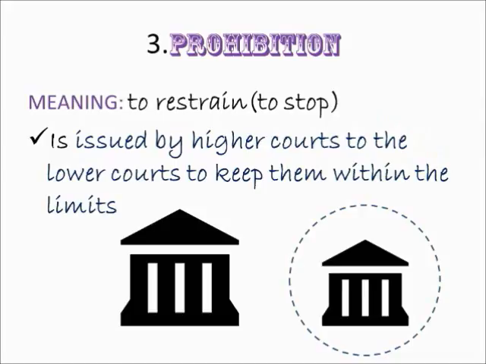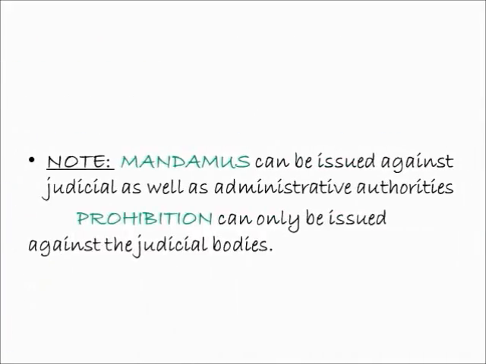Now, let me give you a noteworthy point about this. Mandamus and prohibition may look similar to each other, but the main difference between these two is Mandamus can be issued against judicial as well as administrative authorities, whereas prohibition can only be issued against judicial bodies. Simply saying, Mandamus is an order by a court to a lesser government official to perform an act required by the law which he has refused or neglected to do.